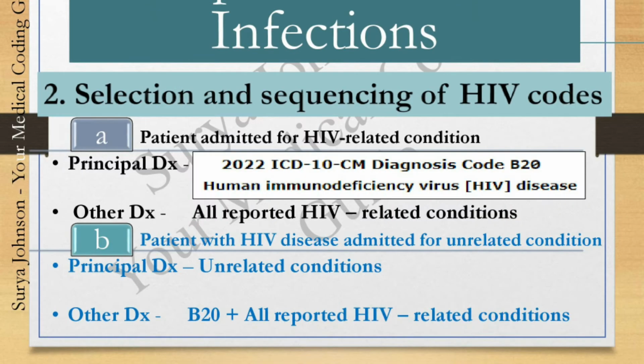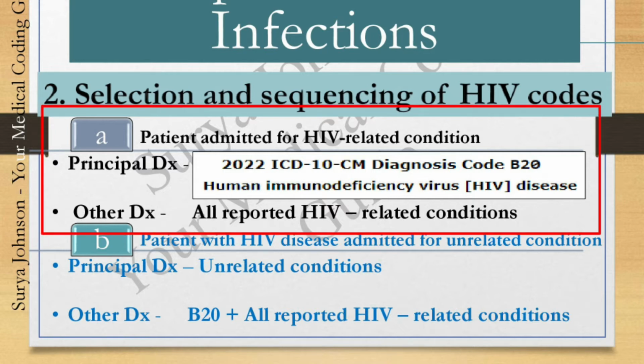The second one is selection and sequencing of HIV codes. In the first scenario, the patient is admitted for an HIV related condition. For example, the patient is HIV positive and has conditions related to HIV. In this case, the principal diagnosis should be HIV disease, that is B20, and the secondary and other diagnoses should be all the reported HIV related conditions.